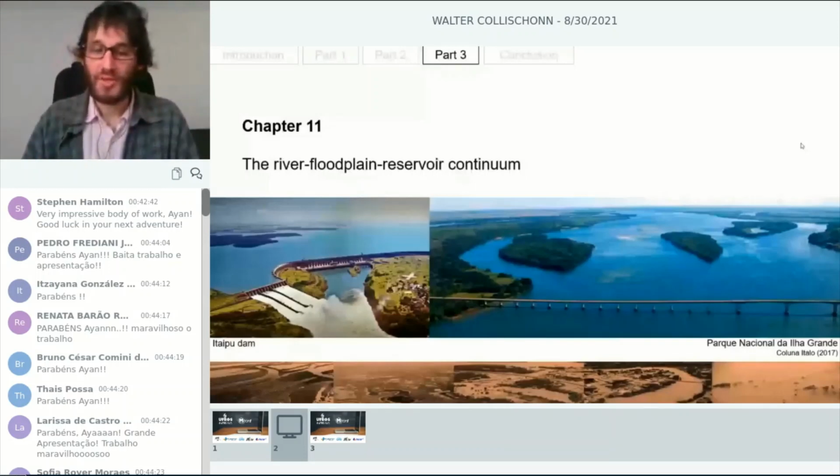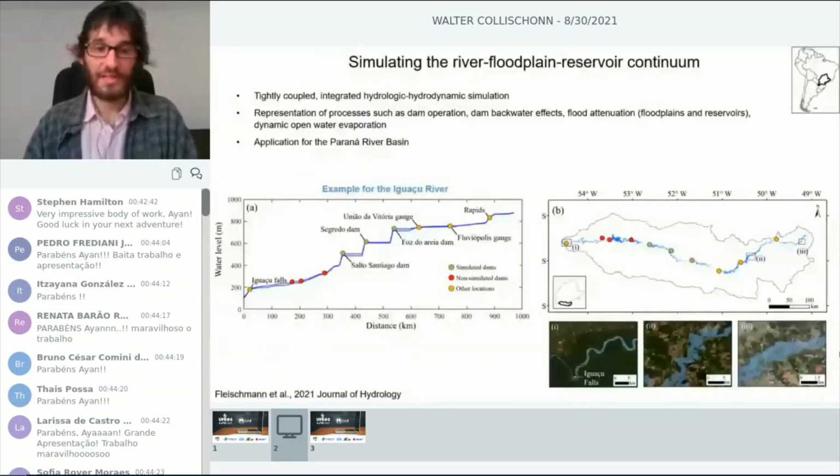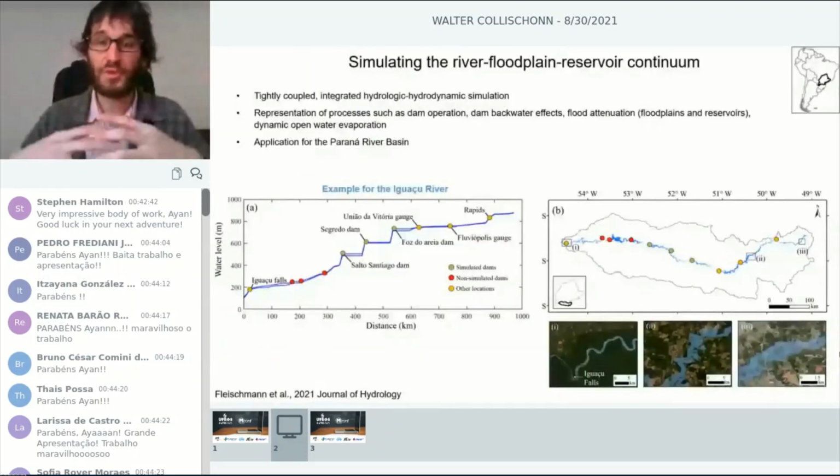So here we have, for instance, the Itaipu Dam, the big Itaipu Dam in the Paraná River Basin, and the Parque Nacional da Ilha Grande, which is a very large and ecologically relevant floodplain just upstream from the dam. And we need to understand how this continuum of processes occurs across the basin.